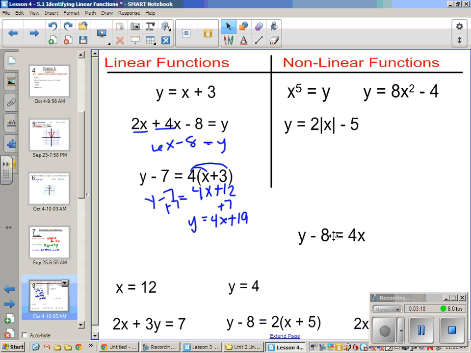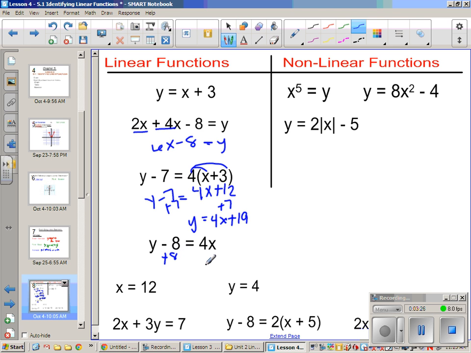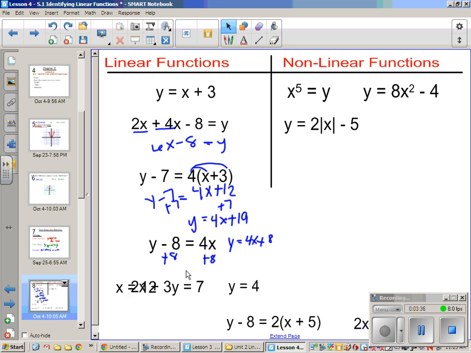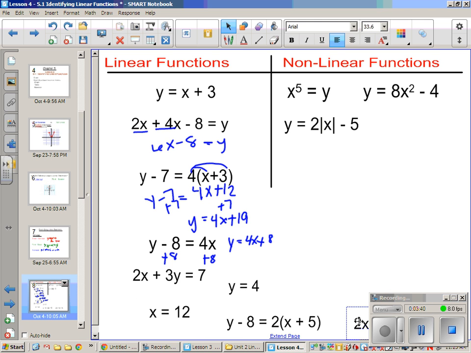This one's kind of tricky. It's in point slope form, but the x coordinate is 0 on that. So all I'd have to do is add the 8 over. And I would get y equals 4x plus 8. And now it's in my y equals mx plus b form that we love so much. This one is in standard form. So that's linear. Let's move this out of the way. Let's grab this one. This one is also in standard form, so it's linear.